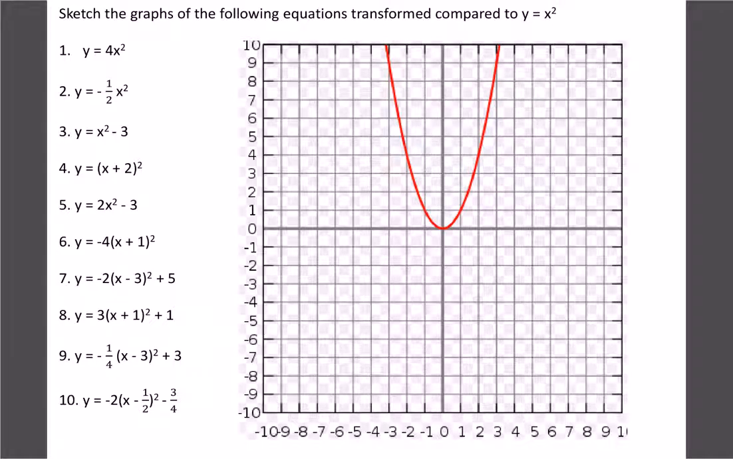So our red graph that's on here is y equals x squared. So it's good to have a standard graph all the time that we can compare things to. So let's go through these 10. So the first one we got y equals 4x squared. So that just means we're going to times everything 4 times bigger.